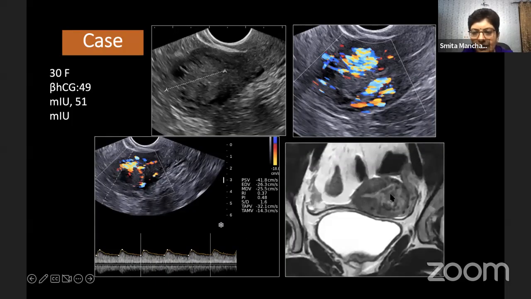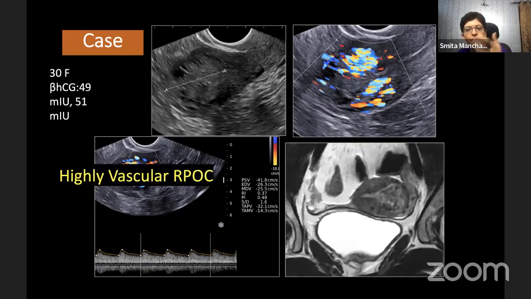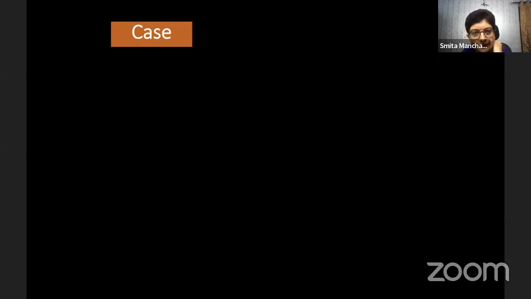And this is the MR image. So here again, you can see that lesion has got numerous flow voids within, which represent an increased vascularity. So lesion confined within the endometrial cavity has intense vascularity, so highly vascular retained products of conception.